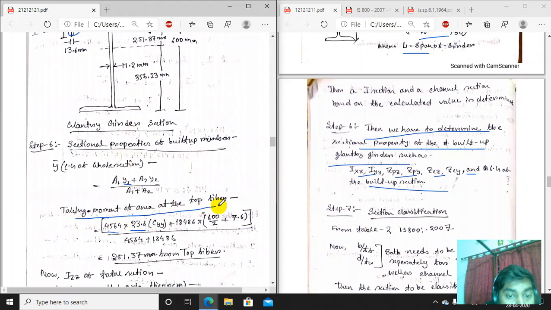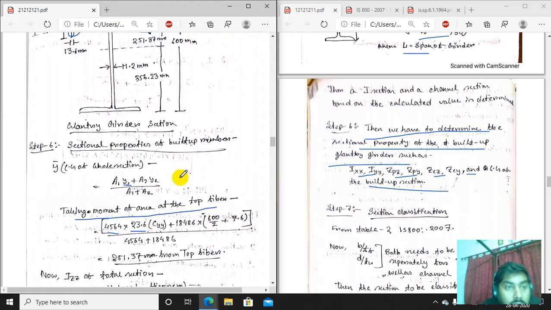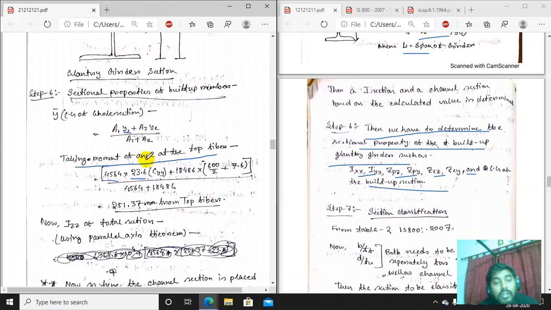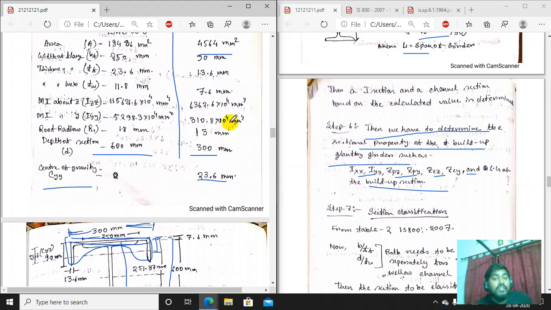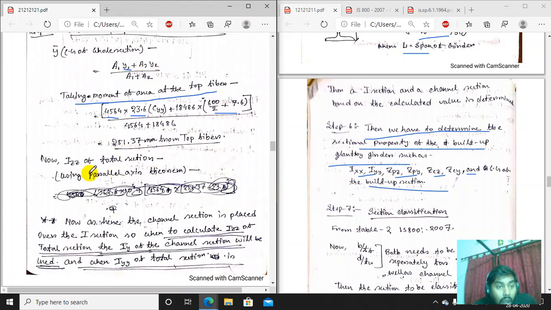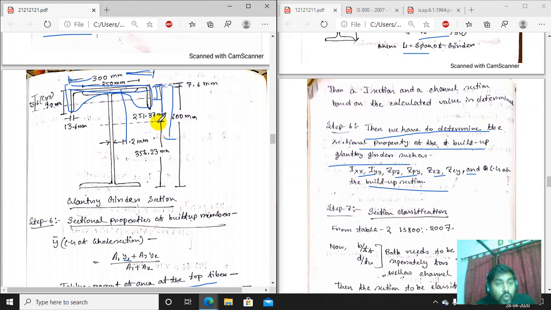Taking moment of the area at the top of the fiber, so we are determining the neutral axis based at that portion. For the channel section, Y1 means that distance, and for the I section, Y1 means from here to the center of the I section. The center of the I section means half of the depth of the I, 300 from here to here, plus the thickness of the web of the channel section, which is 7.6. Putting all the values here, we get 251.37 from the top of the fiber.